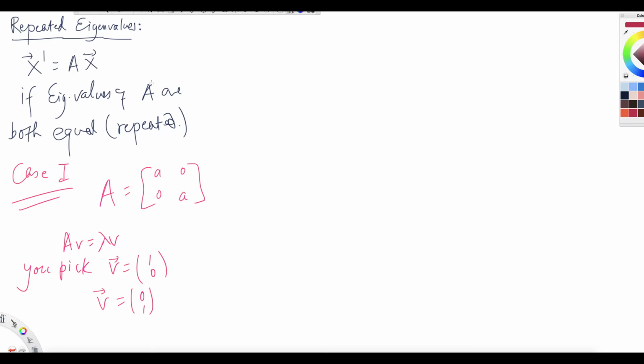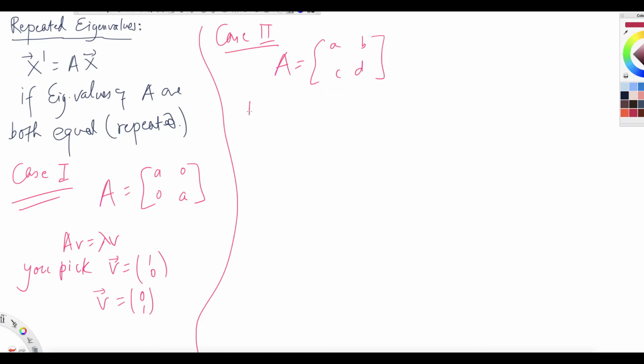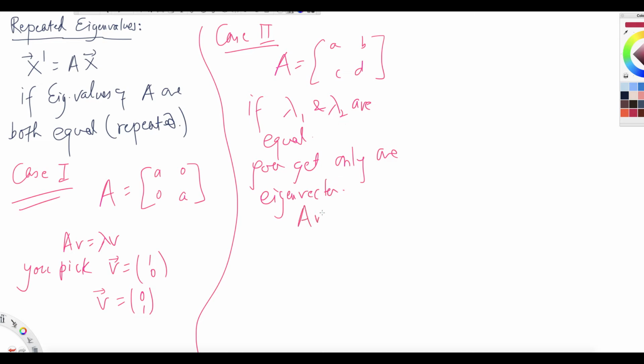But in case 2, the A will not be a diagonal matrix. It will be like A, B, C, D. In this case, if lambda 1 and lambda 2 are equal, we get the repeated eigenvalues, and then you get only one eigenvector. You find that eigenvector by solving Av equals lambda v.